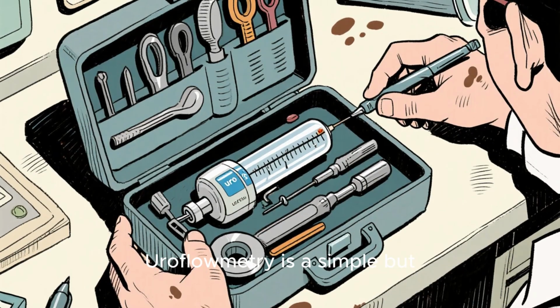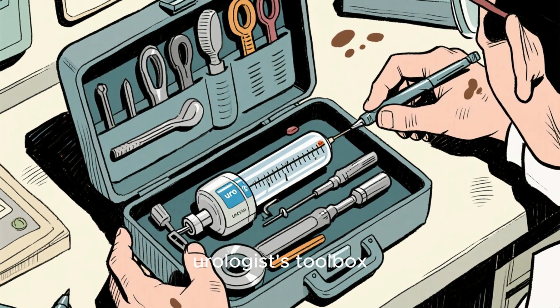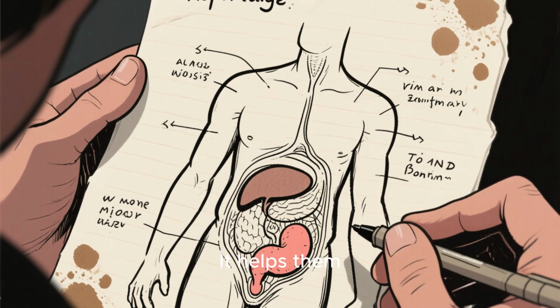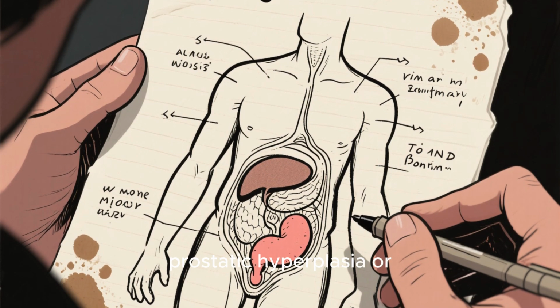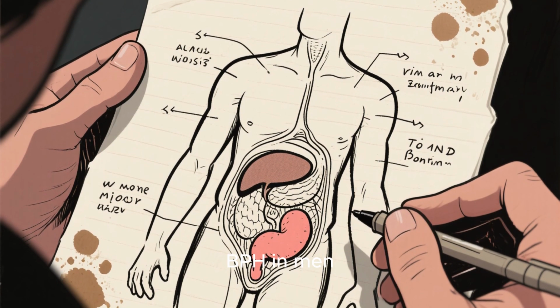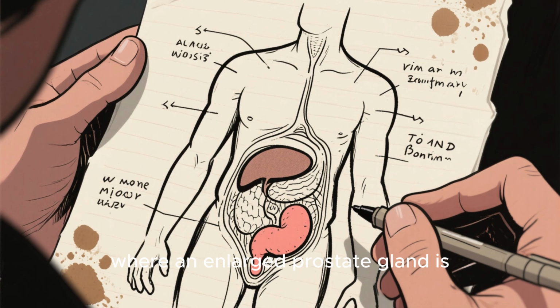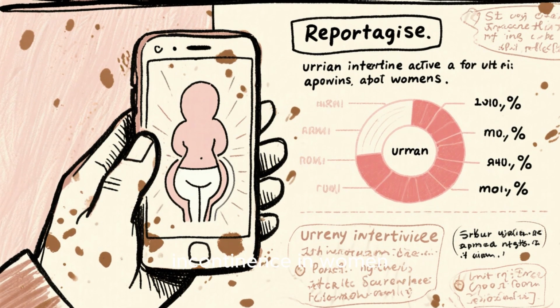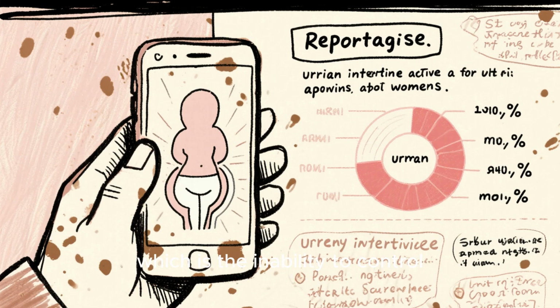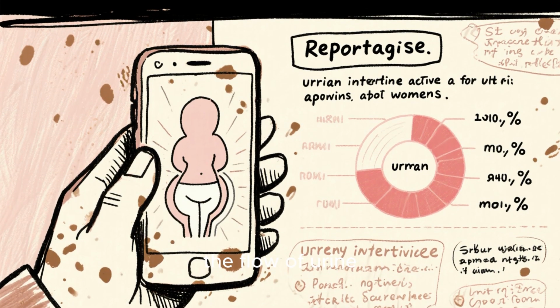Uroflowmetry is a simple but powerful tool in the urologist's toolbox. It helps them diagnose a number of conditions, including benign prostatic hyperplasia, or BPH, in men, where an enlarged prostate gland is causing urinary symptoms. It's also used to detect urinary incontinence in women, which is the inability to control the flow of urine.